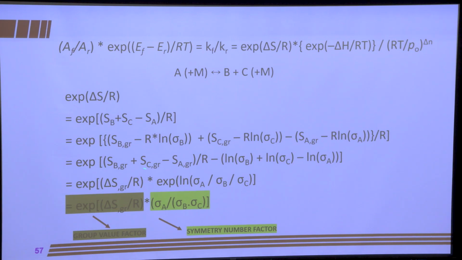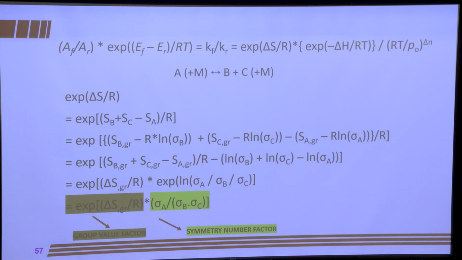That's equal to the exponent of the group value contribution to the entropy of B plus the group value contributions to the entropy of C minus the group value contributions to the entropy of A, all divided by R, minus the log of the symmetry of B plus the log of the symmetry number of C minus the log of the symmetry number of A. So this is equal to the exponent of the change in entropy of the group values of the species all over R, times the symmetry of A divided by the symmetry of B and C.